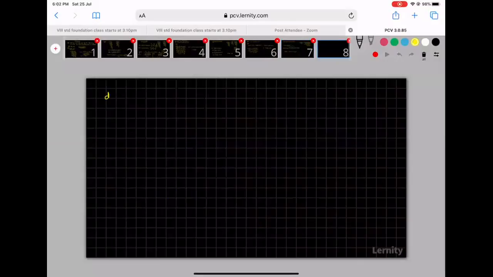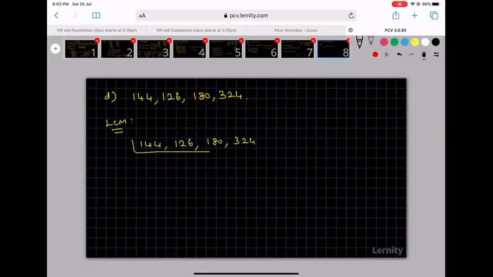You see here the problem number D is 144, 126, 180, 324. We want to find HCF and LCM. First, I'm going to find the LCM. Okay. First, I'm going to find the LCM. Now you see for this LCM, I'm taking here 144, 126, 180, 324.